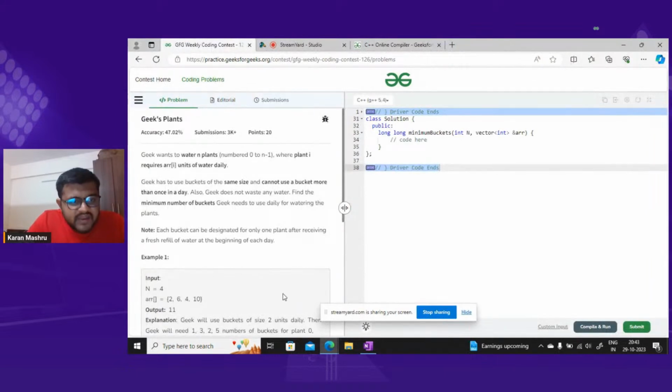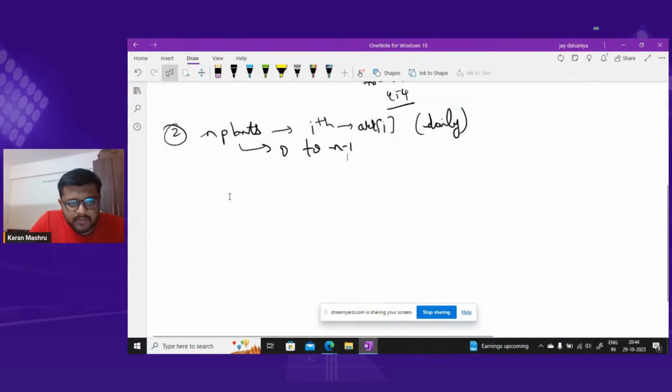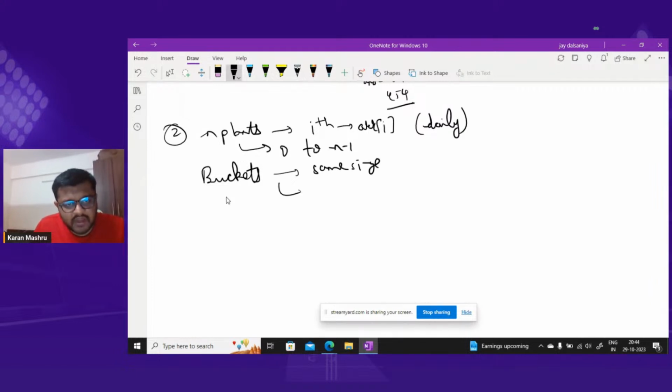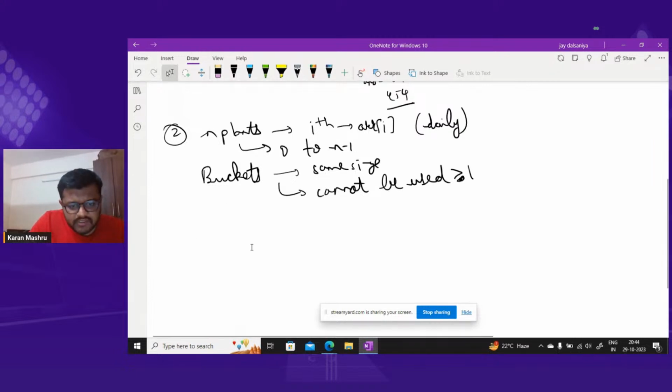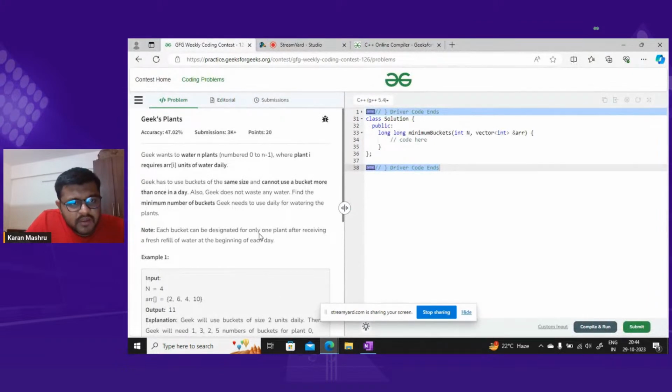Geek has to use buckets of same size and cannot use a bucket more than once in a day. So Geek wants to use some buckets to apply water to these plants, and the buckets should be of same size. Also, one bucket cannot be used more than once in a day. Okay, more than once, so that is greater than one. Also, Geek does not waste any water. Find the minimum number of buckets Geek needs to use daily for watering the plants.